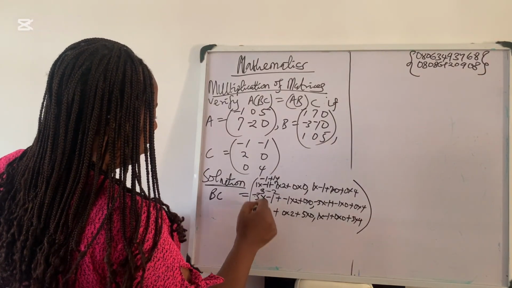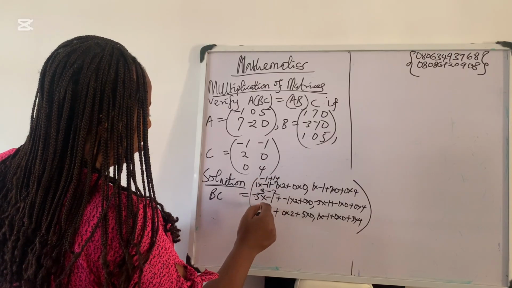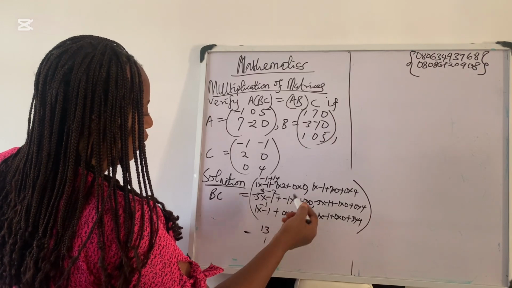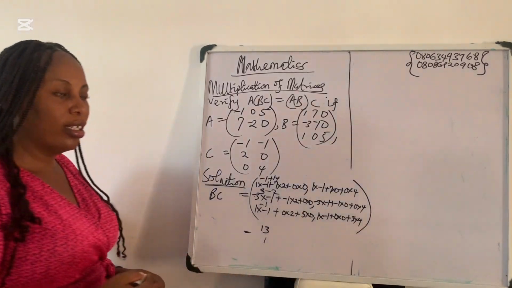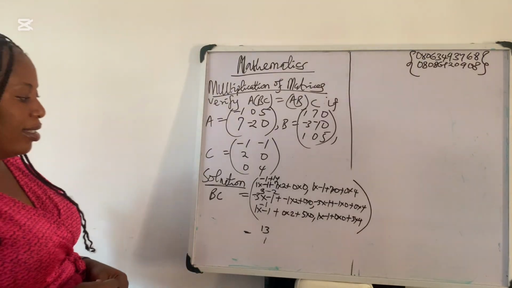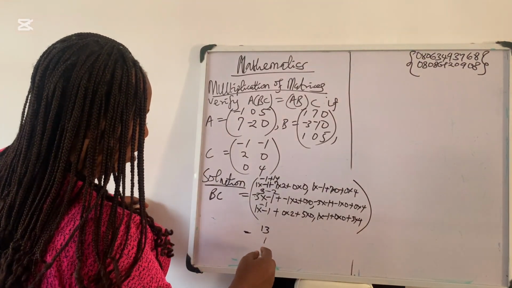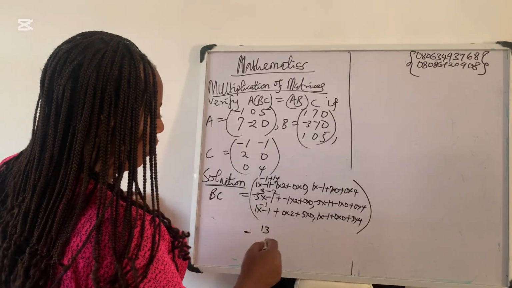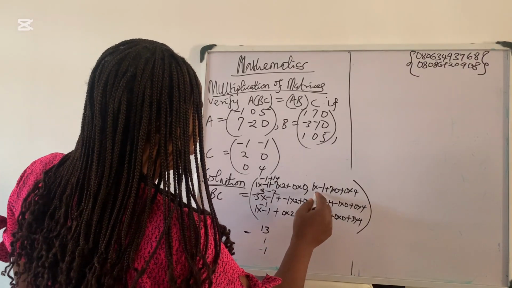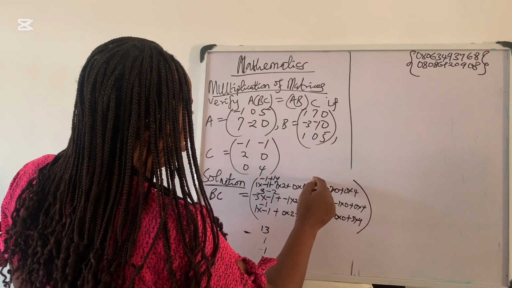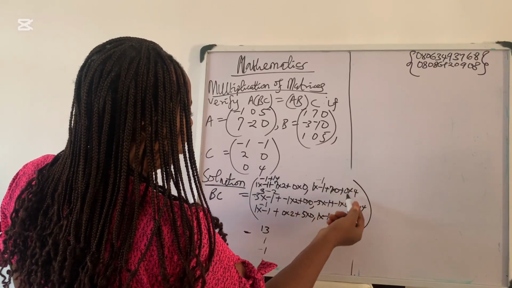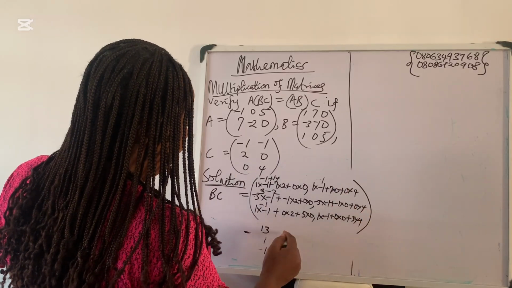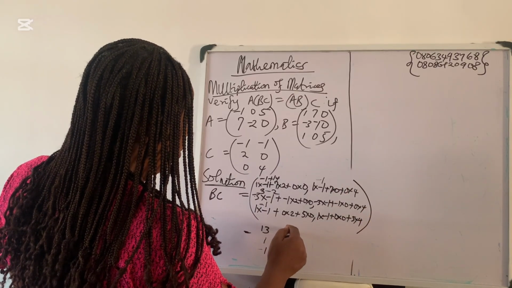Now the next one is 1 times minus 1, which is minus 1. 0 times 2 is 0. 5 times 0 is 0. Remember, 0 times any number is 0. So the answer here remains minus 1. Then, coming down to this side, 1 times minus 1 is minus 1. 7 times 0 is 0. 0 times 4 is 0 still. So we have minus 1 here.